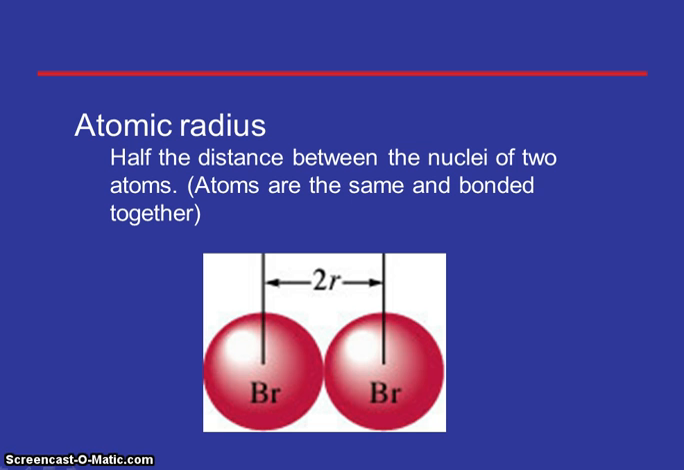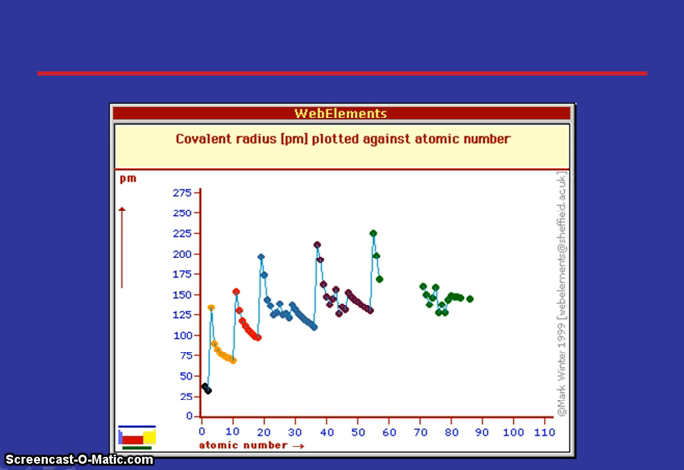So let's talk about atomic radius and the trend on the periodic table for atomic radius. Atomic radius is half the distance between the nuclei of two atoms. It's kind of like the radius of a circle in geometry. And when we look, we have a trend for atomic radius. Here we have a graph that has atomic number along the x-axis and the radius along the y-axis.